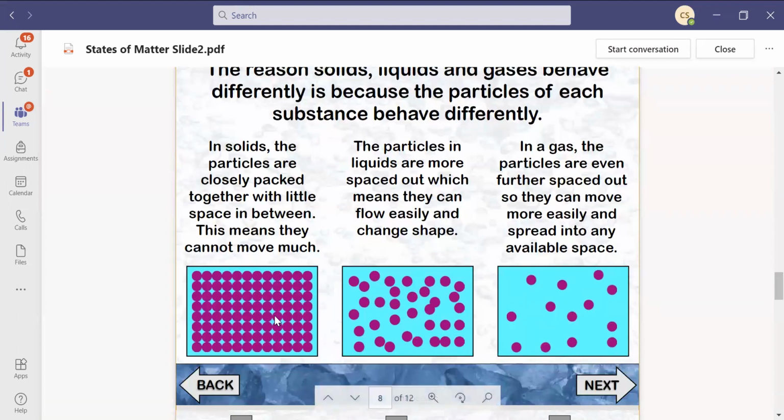In solids, the particles are closely packed, and that means they can't move much. In liquids, they're spread out more, which means they can easily change shape. And in a gas, they're even more spaced out, so they can move to any available space. You could try this if you've got your family to help you, or some toys. You could show them moving, and make being a solid, make being a liquid, and make being a gas.